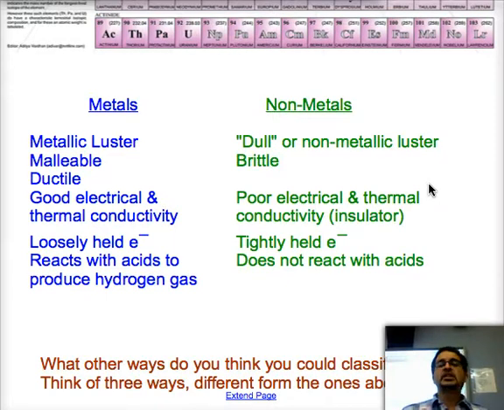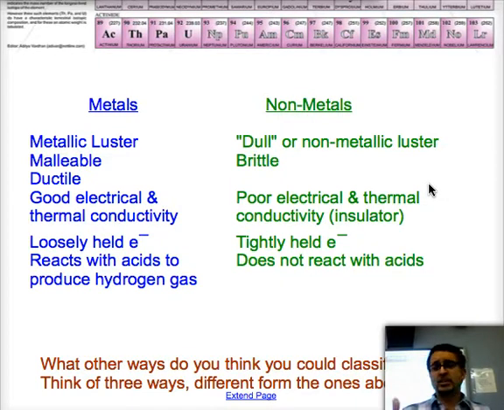In addition, most metals react with acids to release hydrogen gas. So that's one way that we can test whether something is a metal or not, but also we can test it by electrical conductivity, thermal conductivity.